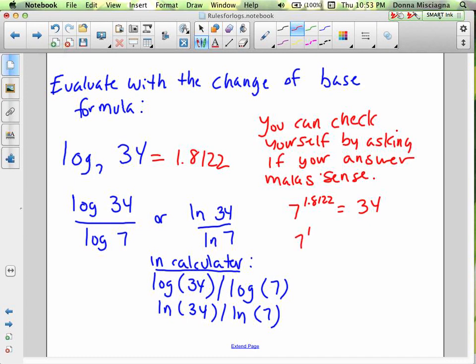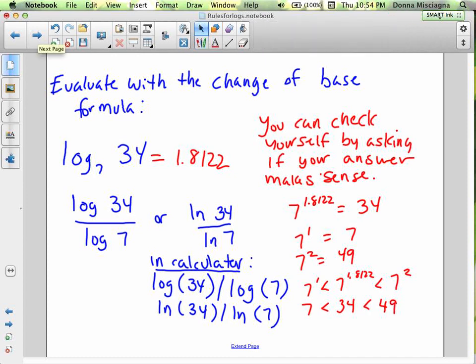I know that 7 to the first is 7, and 7 squared is 49. So 7 to the 1.8122 is larger than 7 to the first power and smaller than 7 squared. And that makes sense because 34 is larger than 7 and smaller than 49. That's how you can tell if your answer makes sense.